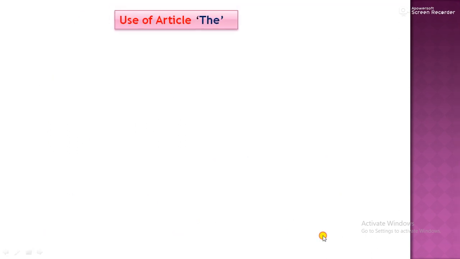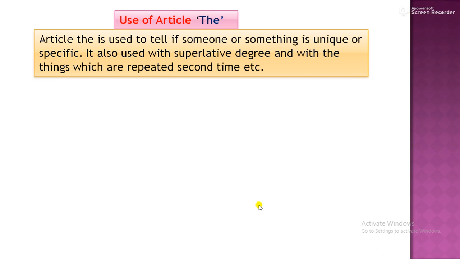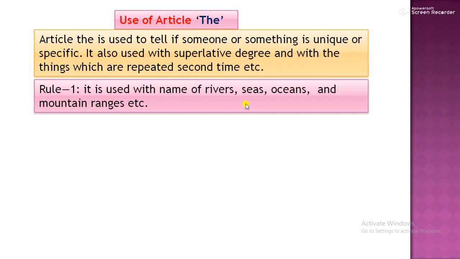Then let's go ahead. Use of article the. It's most important. Most of your worksheets are based upon article the. So let's listen carefully. Article the is used to tell if someone or something is unique or specific, means special. It is also used with superlative degree and with the things which are repeated second time. There are many rules which I am going to discuss with you. Let's see the application of the rules.